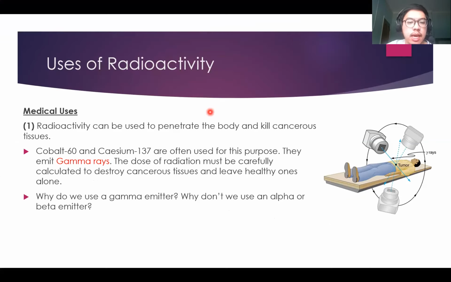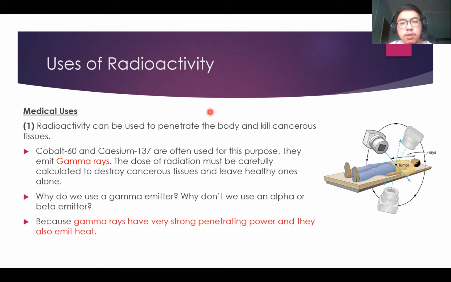Why do we use a gamma emitter? Why don't we use an alpha or a beta emitter? And the answer to that is actually quite straightforward, because out of these three radiation types, gamma rays are the strongest when it comes to penetrating power. That means it can pass through the body. And gamma rays, when they hit a cell, can heat up the cell. Okay, it can heat up things. That's why we use gamma rays.